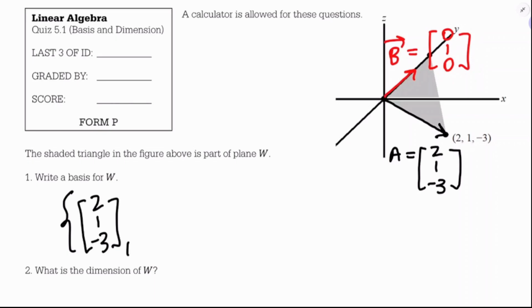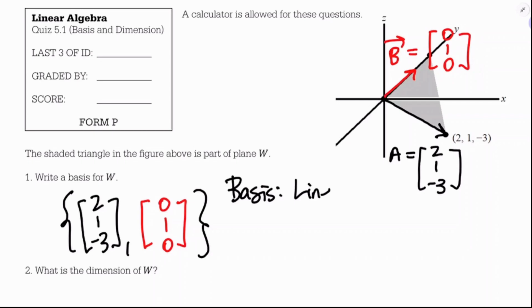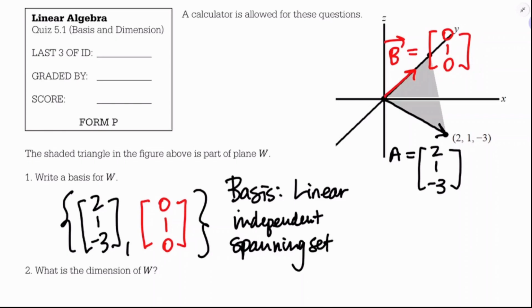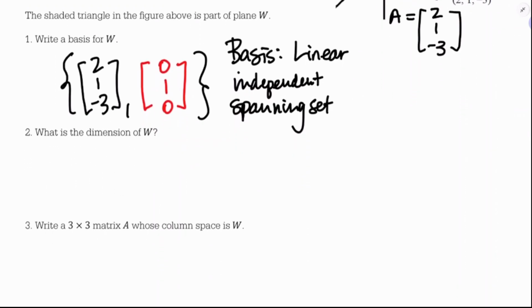Okay. So a basis for W would be 2, 1, negative 3, and 0, 1, 0. Because a basis is a linearly independent spanning set. And so we've got a plane, which is a two-dimensional subspace of R3. So it's going to need two basis vectors to necessarily span it. And those are two vectors that are independent and do span it, so that forms a basis.